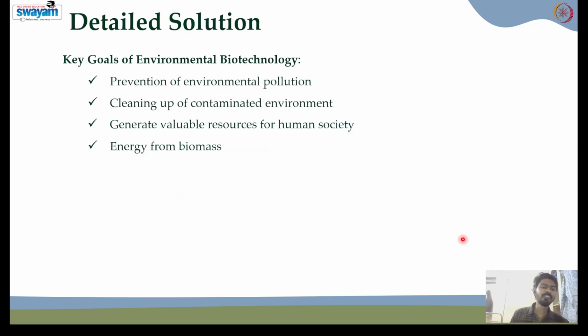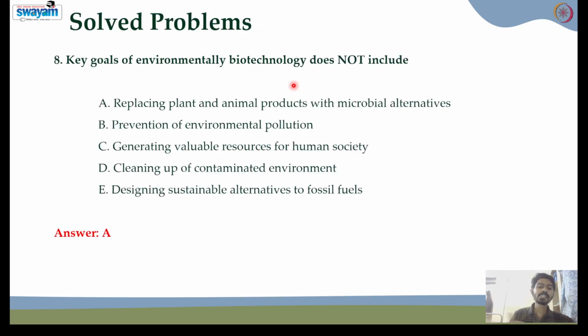As we have seen in week 1 of lecture 1, the professor has clearly stated the key goals of environmental biotechnology, which include prevention of environmental pollution, cleaning up contaminated environment, generating valuable resources for human society, as well as producing renewable energy from the biomass. So these are all the key goals of environmental biotechnology, and replacing plant and animal product doesn't fit into the key goals.